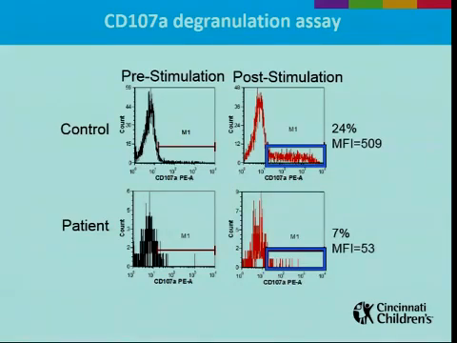So if you are normal, at the resting you have very little. After stimulation, you have nice CD107A expression. Here's an example of an affected patient. You can see a very similar profile. Upon stimulation, their mean fluorescent index is less than 10% of the normal control. And so we're now using this essentially to replace our natural killer cell function assay.